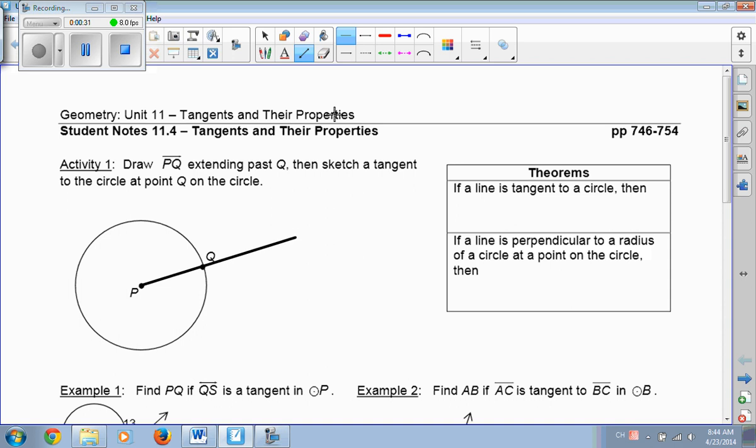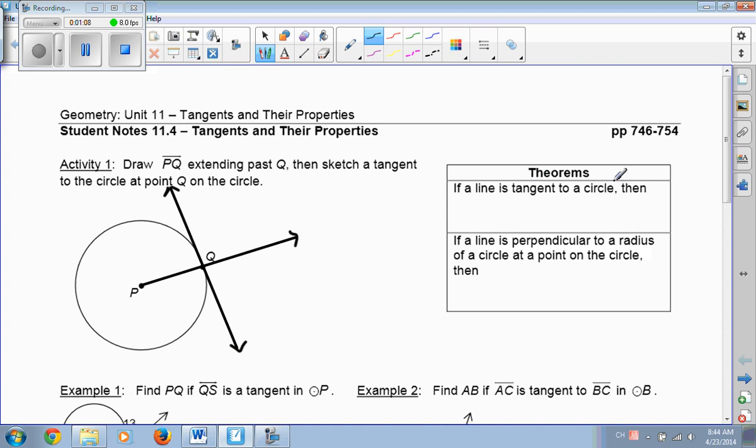So this is a ray, so it has an arrow on one side of it. And then sketch a tangent to the circle at point Q. So our tangent line, remember, just touches this circle at one point, and that one point is at Q. So I'm going to do the best I can to draw a line through Q. It's not the best line, but you get the idea. So if we have this situation happen, then we can come over here to the theorem.